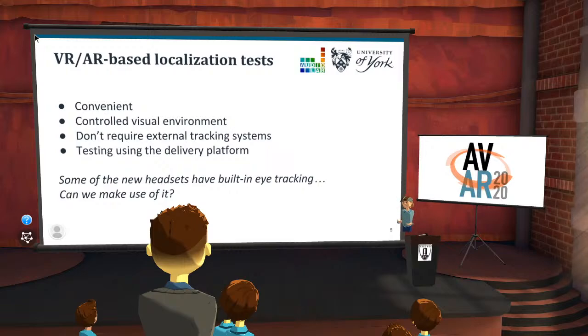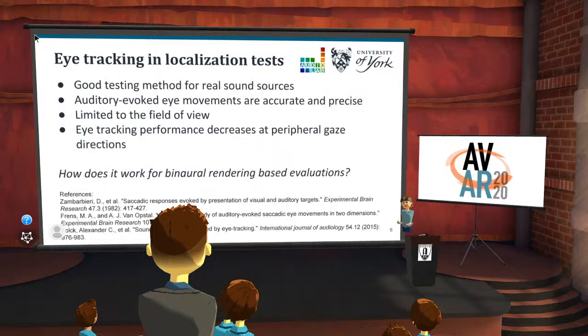And here comes the question: can we make use of eye tracking to improve the testing schemes? So from previous research, we know that eye tracking in localization tests works for real sound sources like loudspeakers. And the general conclusion is that auditory evoked eye movements are accurate and precise. However, we have the obvious limitation of the human field of view, so we cannot test all directions.